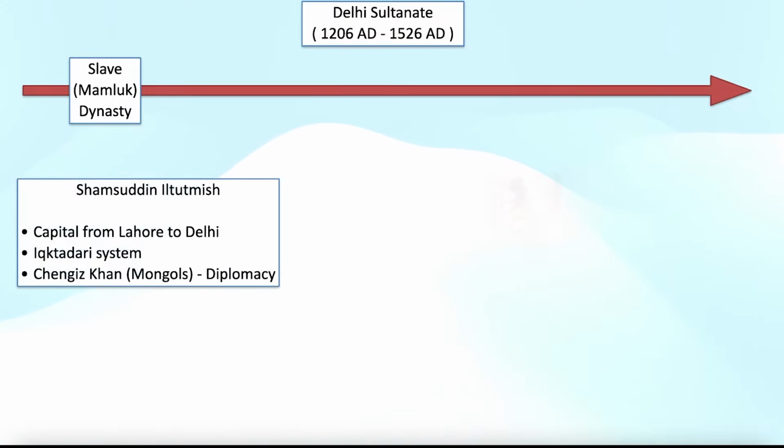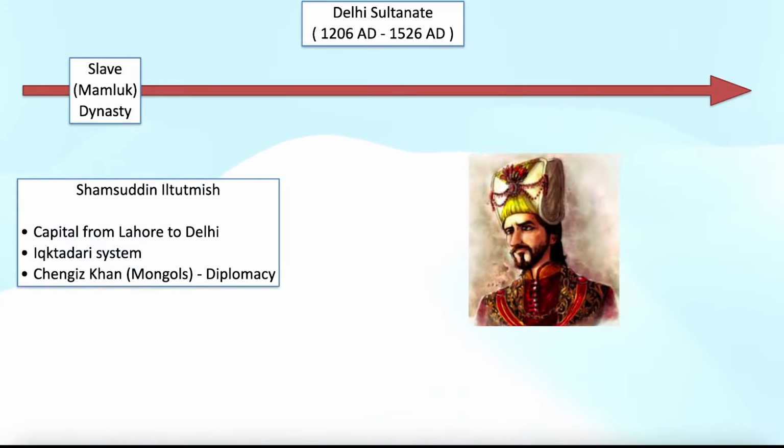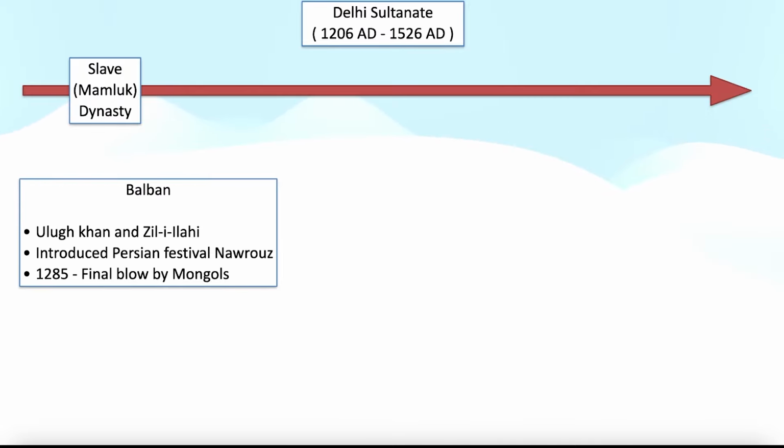Then came Shamsuddin Iltutmish. He shifted the capital from Lahore to Delhi, and during his rule he started the Iqtadari system. The Iqtadari system was a system where Iqtas, land, were provided to the different nobles and governors, through which revenue and law and order maintenance activities were conducted. During his rule, Changiz Khan invaded along with his Mongol army, and Iltutmish was successful in diplomatically tackling Changiz Khan. Then came Balban, who was also known as Ulugh Khan and Zille-i-Ilahi.